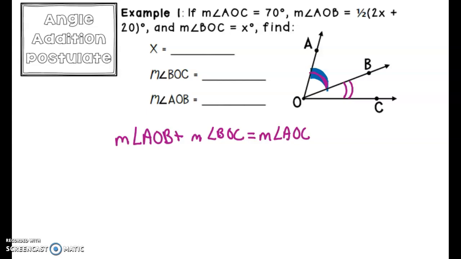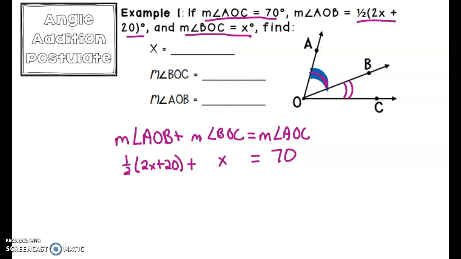All right, so what we know here is we know measure of angle AOC is 70 degrees, so I'm going to put 70 right there. The measure of angle AOB is 1/2 times the quantity 2x plus 20. And then the measure of BOC is x. So now from there, that's all the geometry part. That's what we learned today, the angle addition postulate. What's left is just solving, which is really an algebra 1 problem.